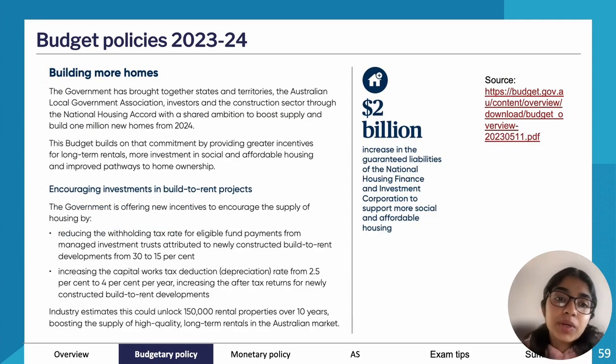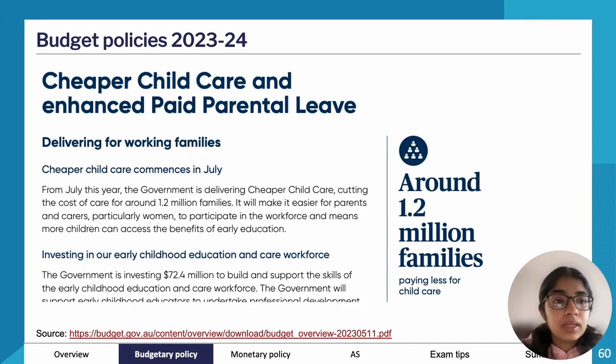Building more homes. So this one is infrastructure. So that infrastructure always increases aggregate demand. So if we build more homes, greater supply of homes means that consumers don't have to spend as much on buying property, buying their homes. And that could mean that they have more money elsewhere so that they can spend somewhere else in the economy. So like we said before, cheaper childcare, enhanced paid parental leave. Again, same thing as before, more parents going back to work.